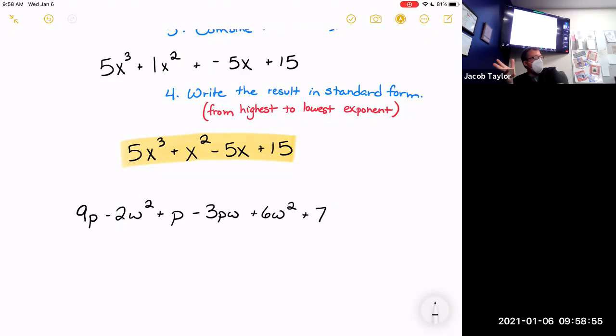So here we have two different variables. The variables are p and w, but we have many more terms than that because we have some terms with just p, some terms with just w, some terms with both p and w, and then some terms with not p or w.